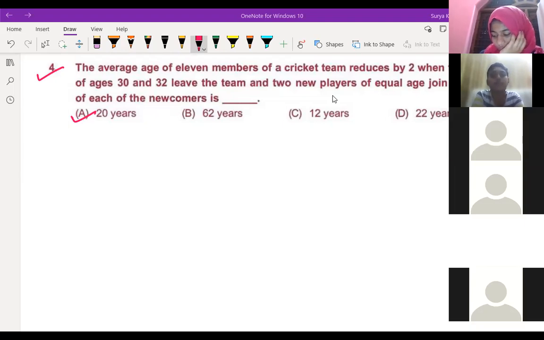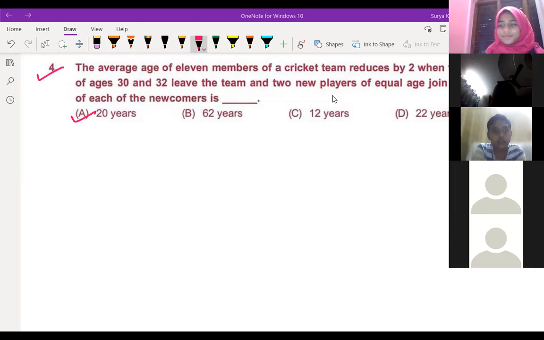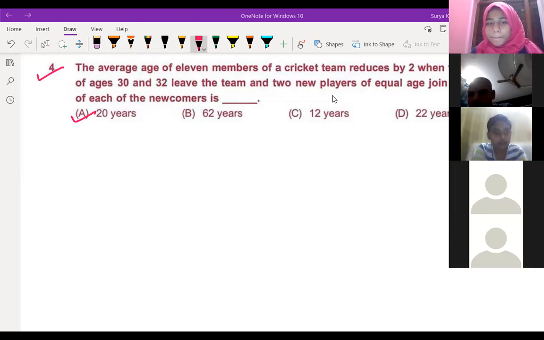Sir, I didn't even understand this question. The answer is 20, sir, I think. But I'm not so sure. Okay, fine, fine. Sir, could you solve this? Sir, I'm not understanding. Are you understanding the question or not? The average of 11 members, I can't understand. Sir, wait, let me read it fully.